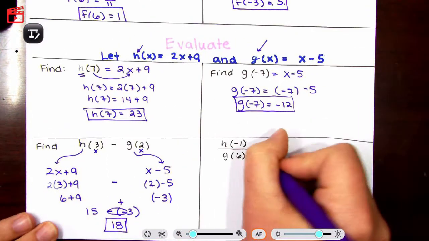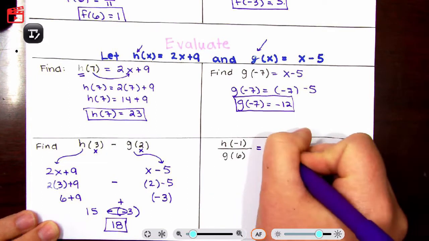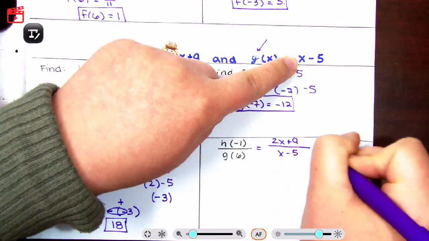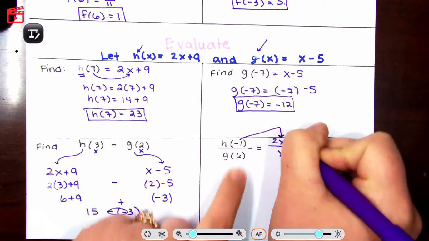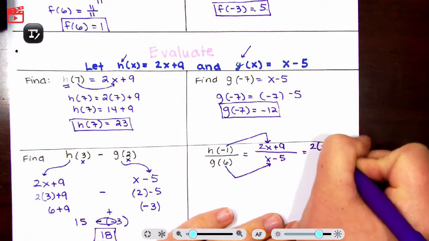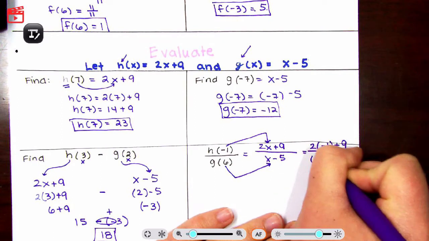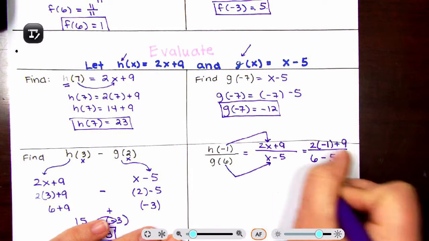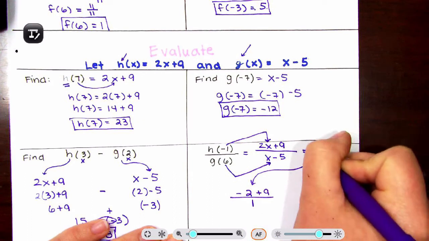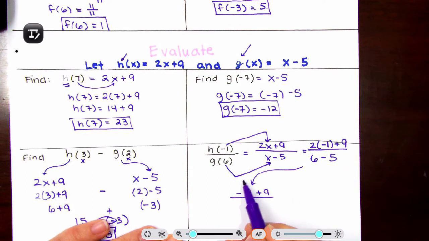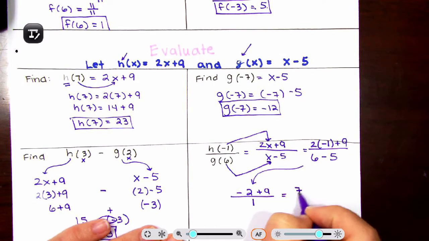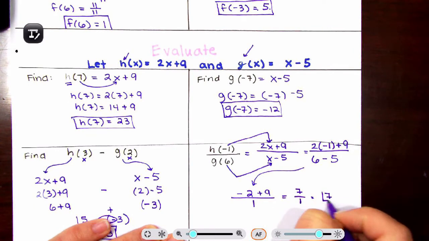Let's do one more. h goes on top, g goes on the bottom. So h is 2x plus 9. g is x minus 5. x for h is negative 1. x for g is 6. So I have 2 times negative 1 plus 9, divided by 6 minus 5. 2 times negative 1 is negative 2. This is where negative 2 comes from. Negative 2 plus 9 is 7. Divided by 1 is 7. So that is our answer.